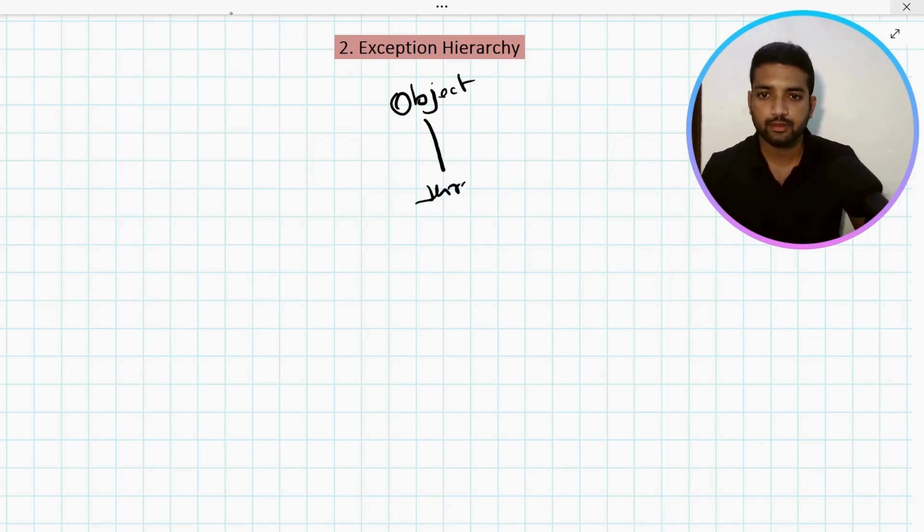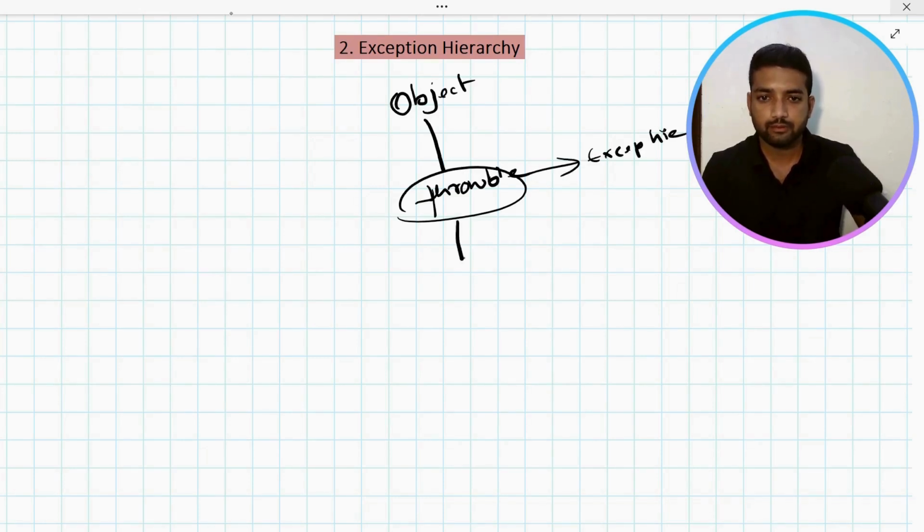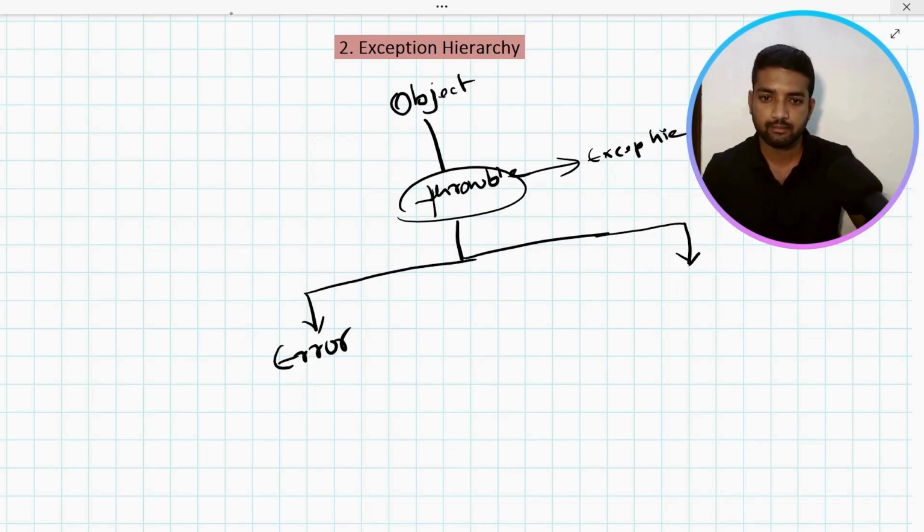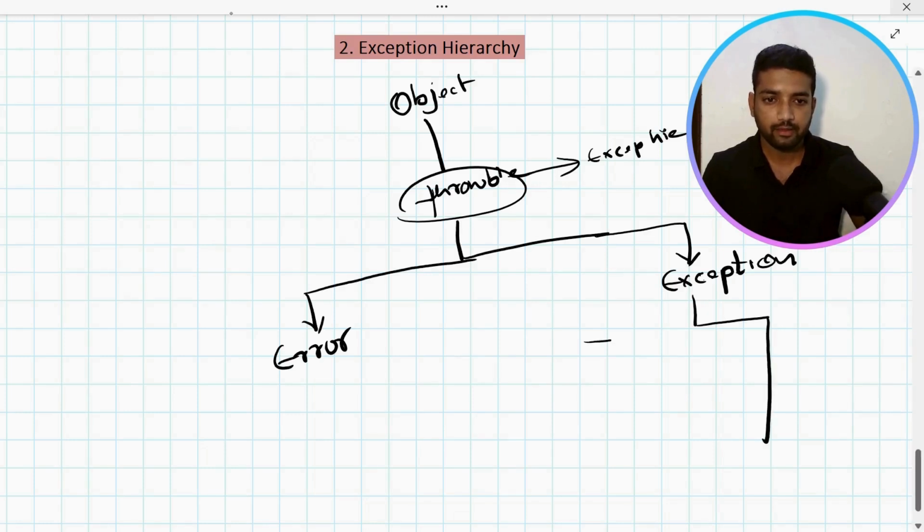Throwable is the subclass of the Object class. This is the superclass for the exception hierarchy in Java. So this is where our exception hierarchy starts. Mainly it has two subclasses. The first subclass is Error. The next subclass is Exception. Exception has direct subclasses, and it has one more subclass, that is RuntimeException.